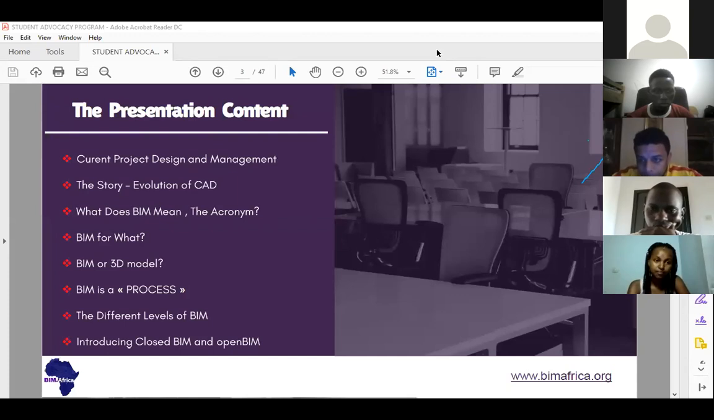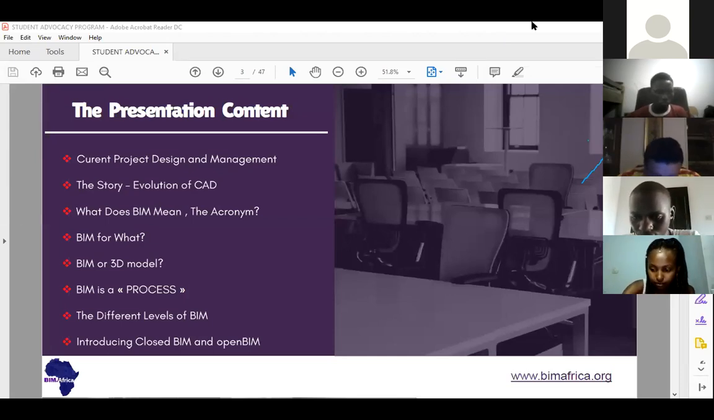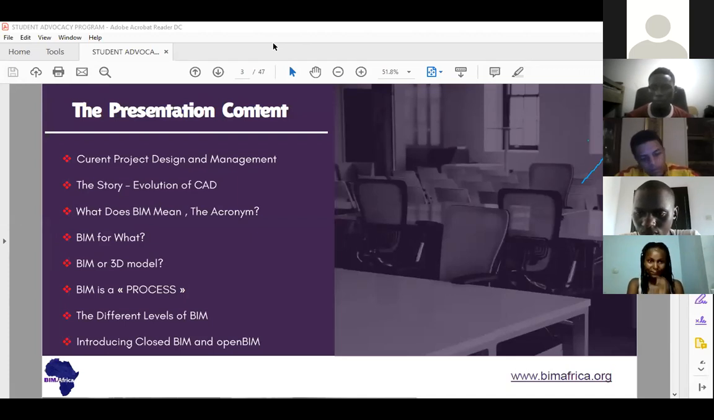And what does BIM mean? We'll cover also BIM for what? BIM or the 3D model, what's the issue there? And again, to understand the concept of BIM as a process, then coming down to the level of BIMs. And lastly, I will introduce the issue of closed BIM and open BIM, which is a consequence of this different definition of BIMs that brought about the concept of, okay, let's go closed BIM and open BIM. We'll get to know more about that later.